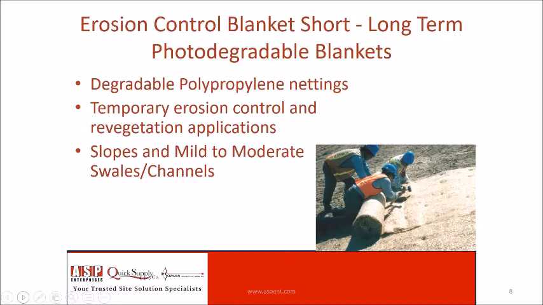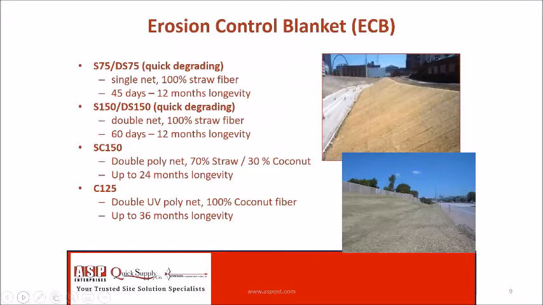This is a picture of a Metrolink job from years ago. It was a big job with a lot of straw blanket that worked great. These are a few of the brand names. We sell a lot of North American Green, Western Green now. S75 is single net straw blanket. S150 is double net straw blanket. Those are our brand names, but generically we talk about single net straw blanket, double net straw blanket, and straw coconut blanket. And the life expectancy is the good part. The 100% coconut is up to 36 months.